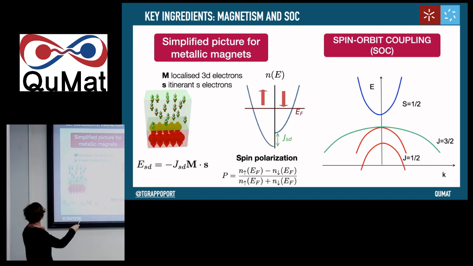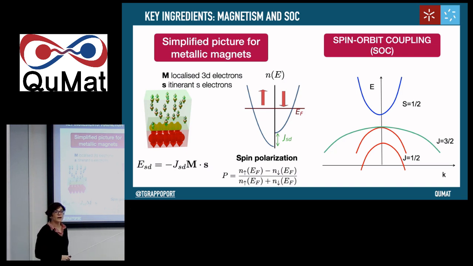One is magnetism. And we can, in a very simplified picture, think about the exchange interaction between the localized magnetic moments in a magnetic metal and the spins of the carriers, and they produce a relative shift of the band structure of spin up and spin down states, generating spin polarization at the Fermi energy. And this is at the heart of several phenomena, like, for example, the giant magnetoresistance, magneto-tunneling, or spin transfer torques.